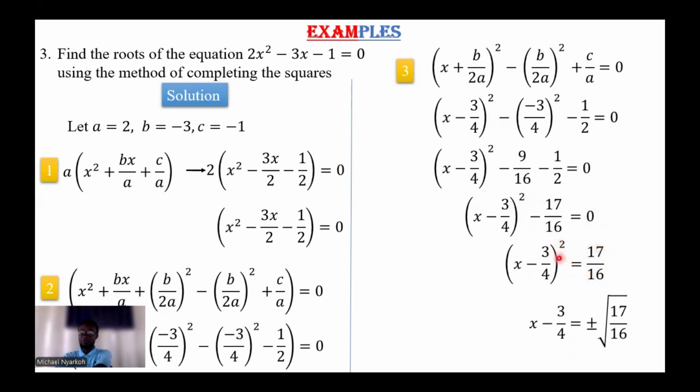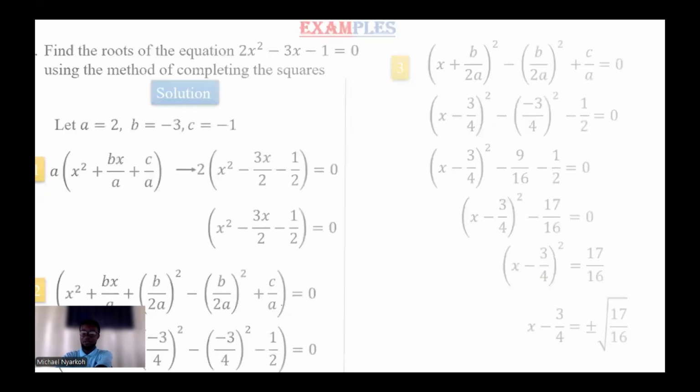So is that okay? If we square root what's here, that is x minus 3 over 4 all squared, the square is going to cancel the square root, giving us x minus 3 over 4. And then that's going to be equal to plus or minus the square root of 17 over 16. That's the answer. And so the answer, yes, plus or minus that.